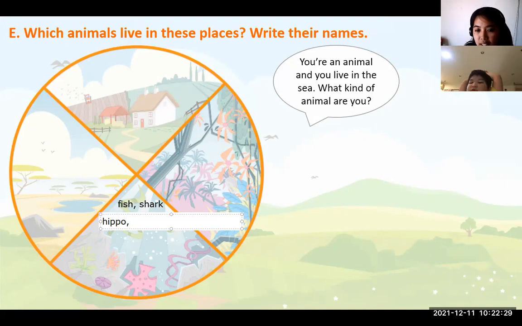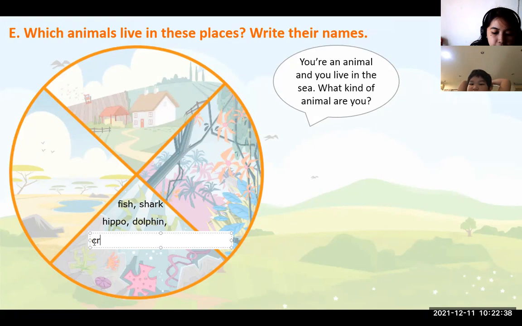What else? Dolphin. Dolphin, okay, very good. Crocodile. Because crocodile and hippo are amphibians because they live in the water and land. Yes, you are correct. Very good. You're so smart. What else?